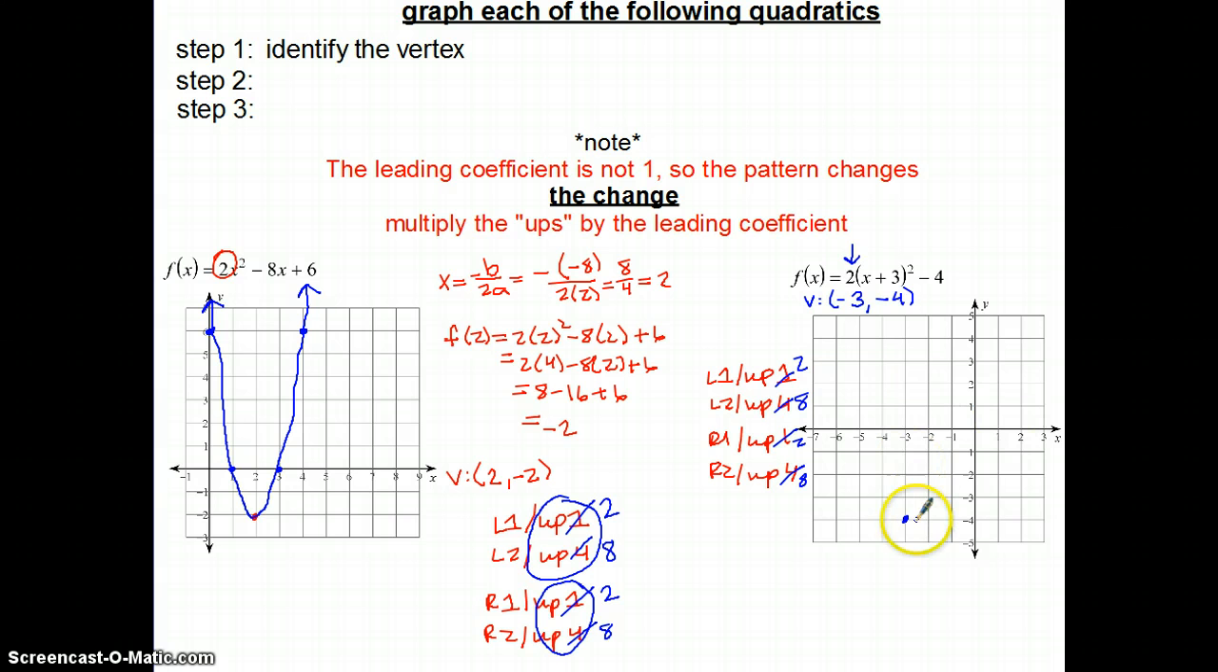Now from my vertex, I follow my pattern and graph. Left 1 up 2, left 2 up 8, right 1 up 2, right 2 up 8. And we connect the dots in a nice smooth curve.